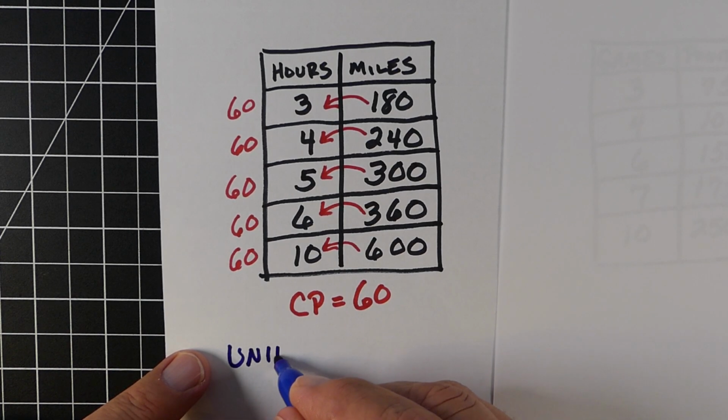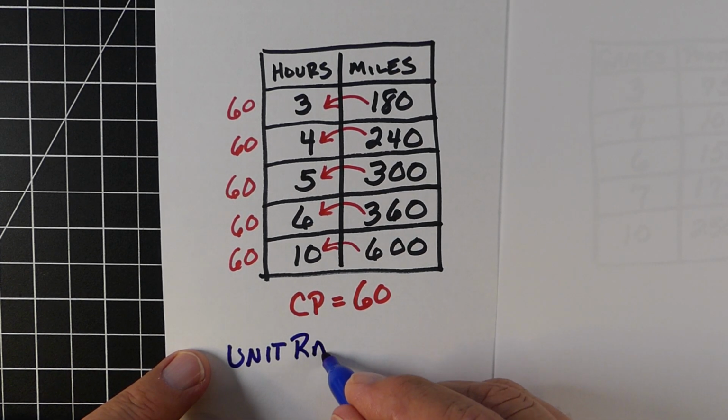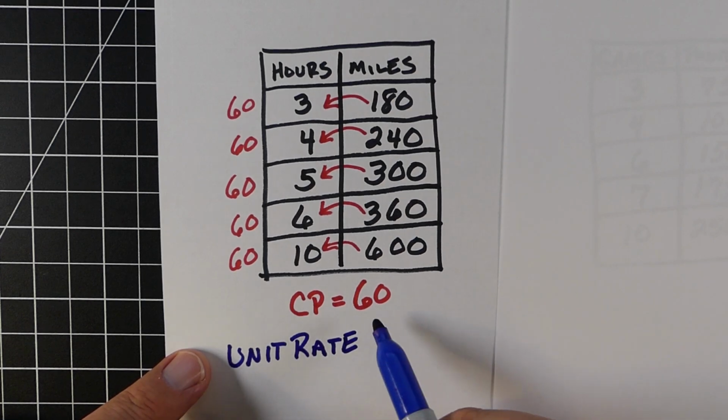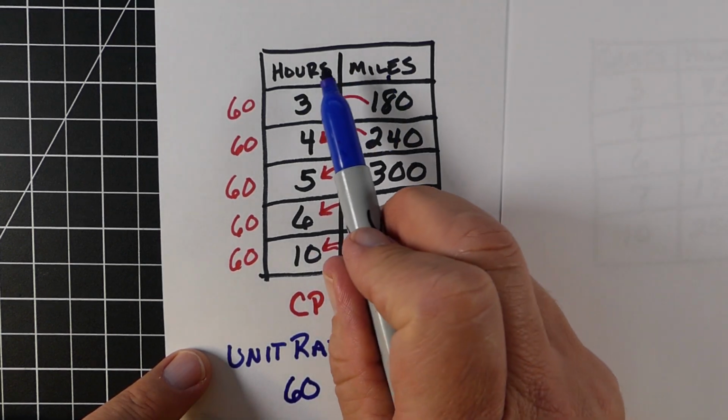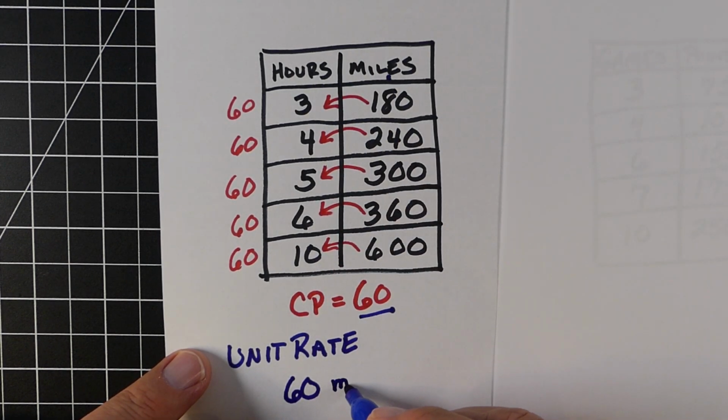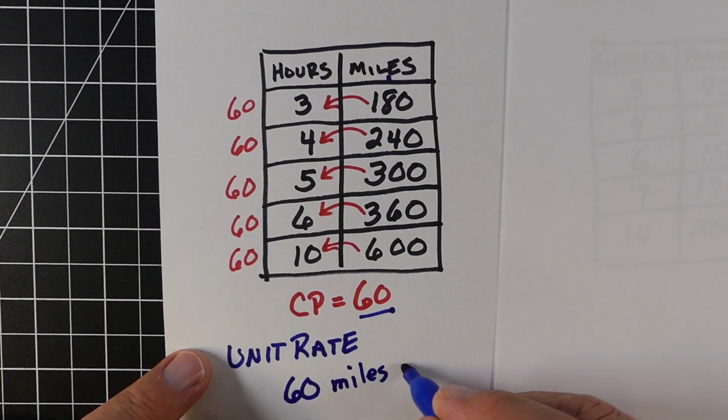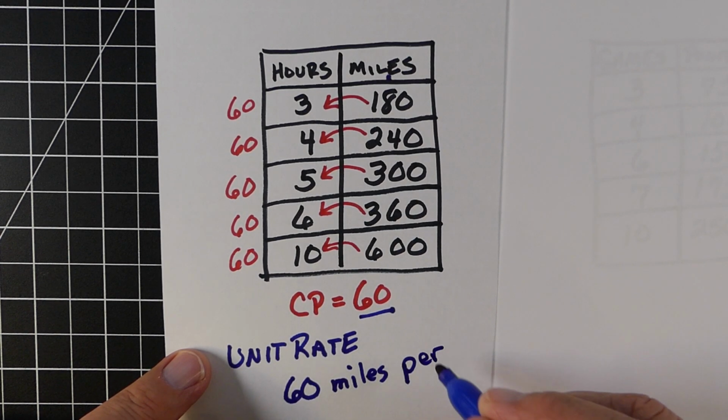What we're going to do is use that 60 as part of our unit rate. So it's going to be 60 something. Because we're taking miles divided by hours, it's going to be 60 miles per hour. So basically 60 miles each hour.